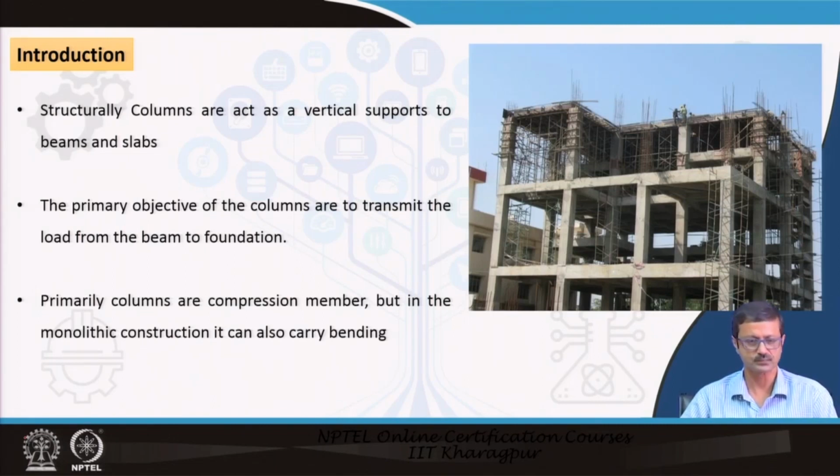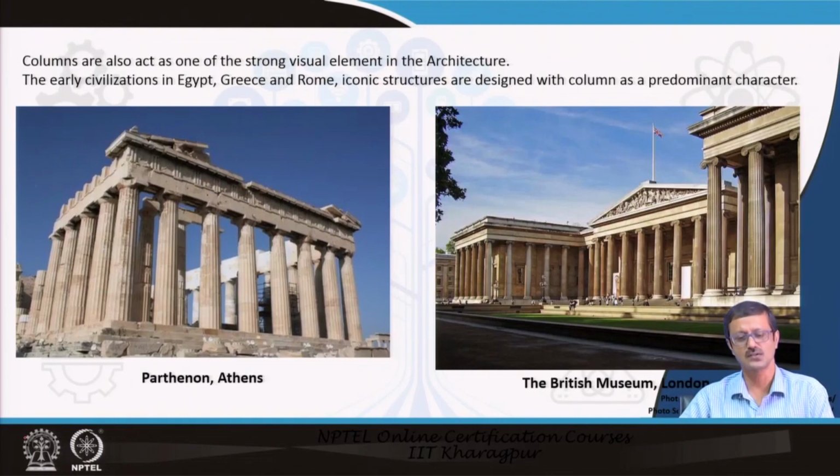and then design the column. Column also acts as another element in architecture, a very strong visual element, particularly in the elevation. In early civilization, from the Egyptian age to Roman, or also Greek, anywhere you see, even in modern architecture, column is used as a prominent architectural elevational element, and it is sometimes so dominating.